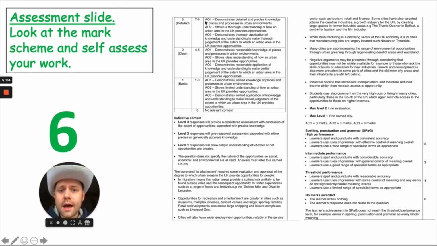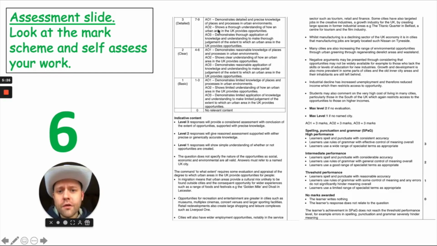All right, AO1 will go right to the top. Detailed and precise knowledge of place and processes in urban environments. Do you know where Birmingham is? Do you know how many people live there? Do you know the recycling rates? Do you know the percentage of different ethnicities? That's detailed knowledge.